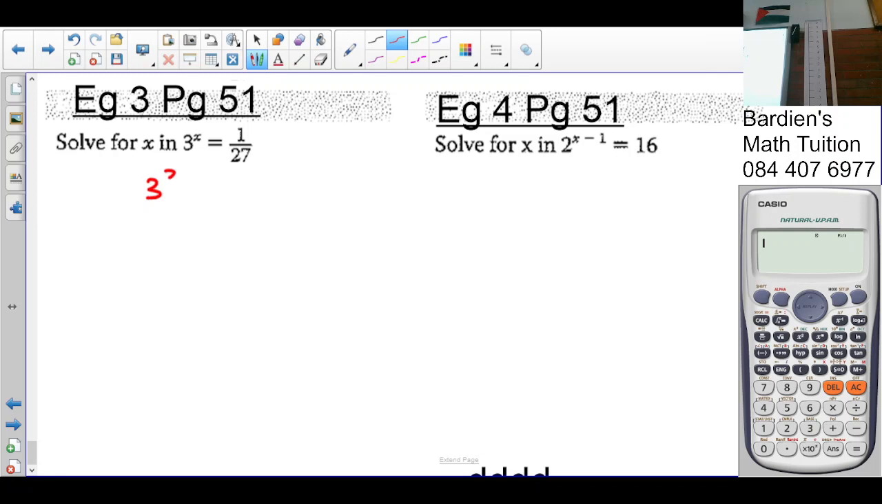We said it's going to be 3 to the x is equal to 1 over 3 cubed. Are the bases now the same? No. The 3 is in the numerator, which is 3 to the x over 1, and 3 cubed is in the denominator. So what do we do now? Bring the 3 cubed up. Well, I could have taken that down, but it's easier to take the 3 cubed up. Okay. So do that quickly.